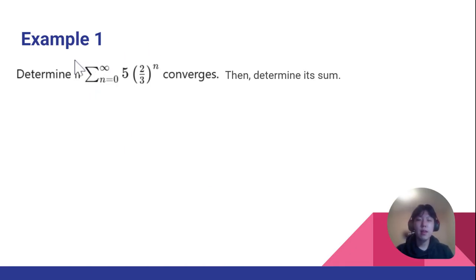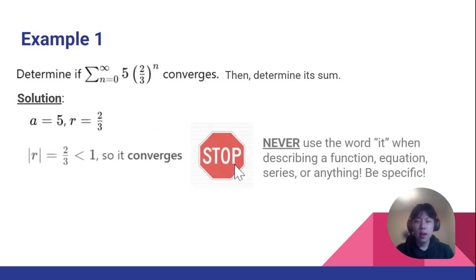So determine if the following series converges or not. And if it converges, determine its sum. Feel free to pause the video and write down your answer if you so wish. All right, so what do we know? We know that a equals 5 and that r equals 2/3. And based on that, 2/3 is less than 1, so it converges, which is correct.